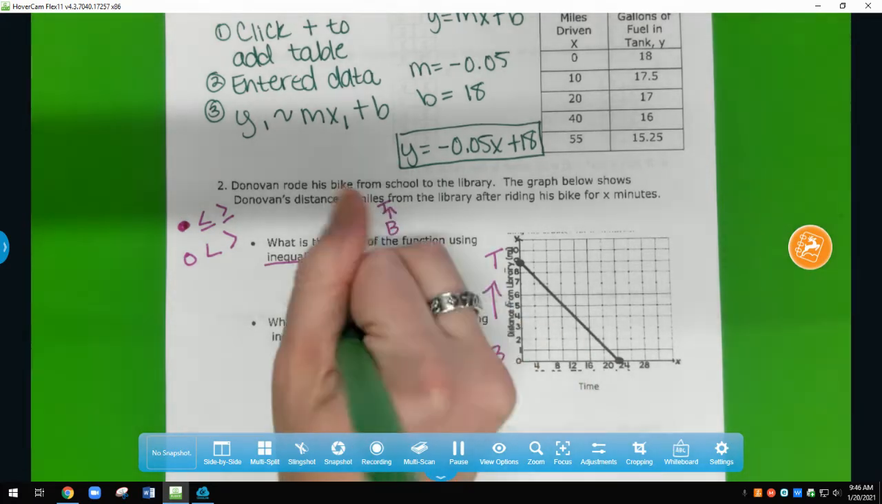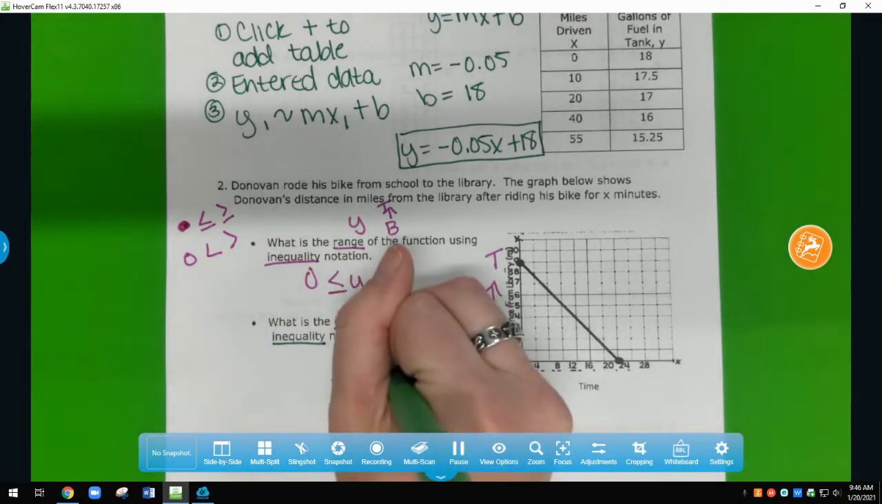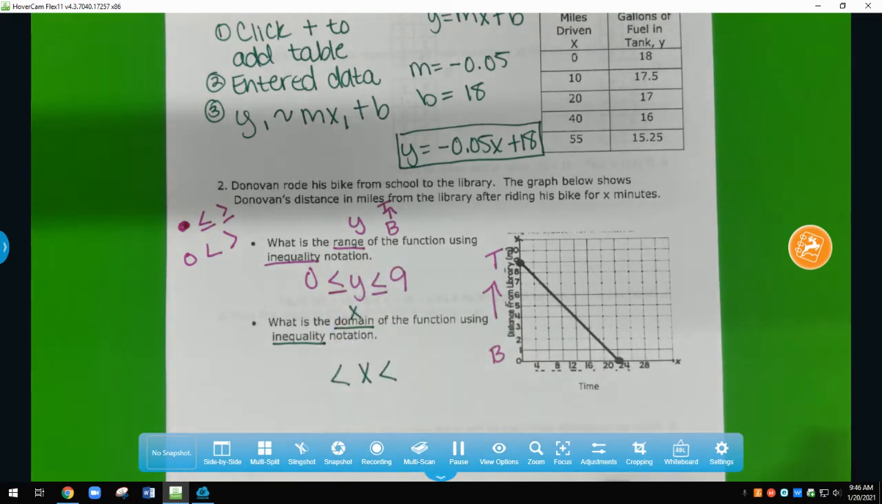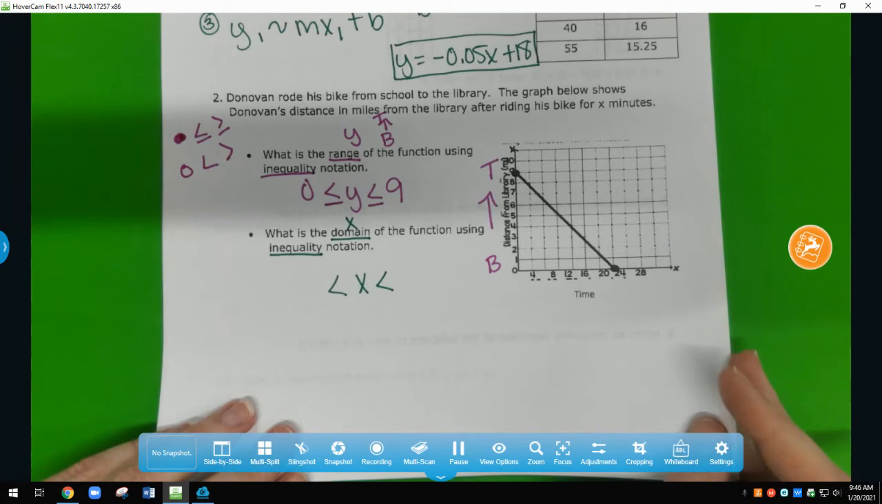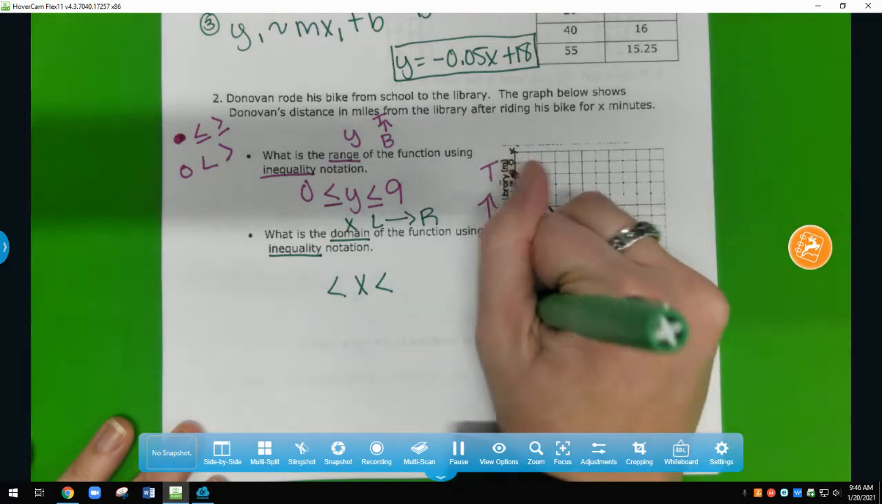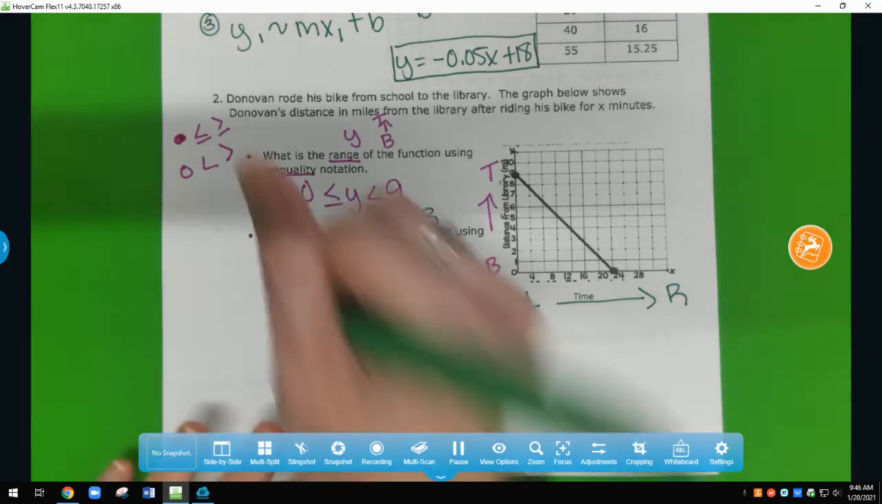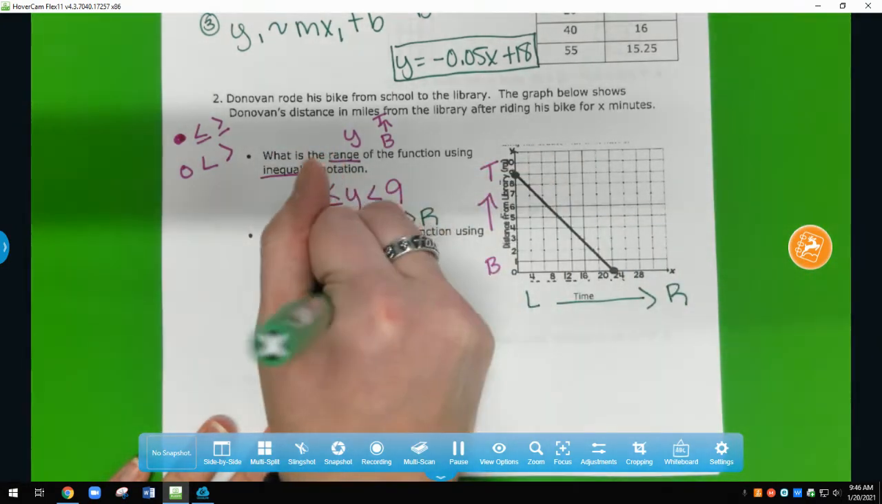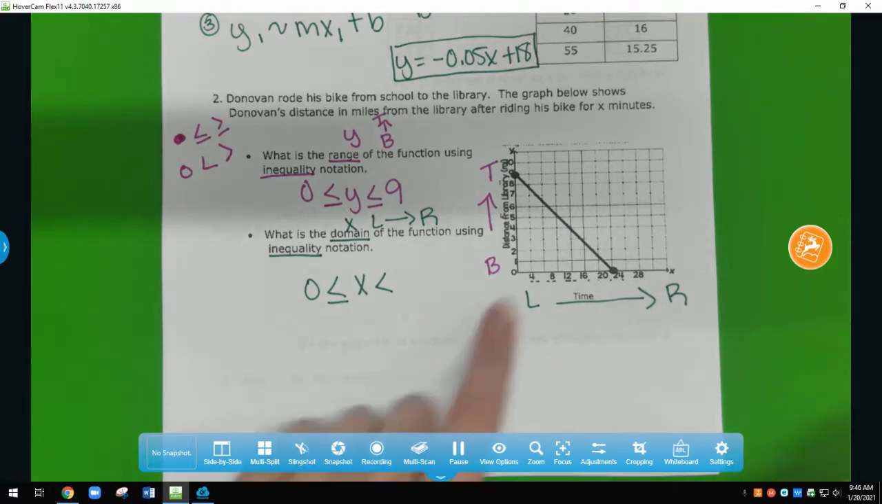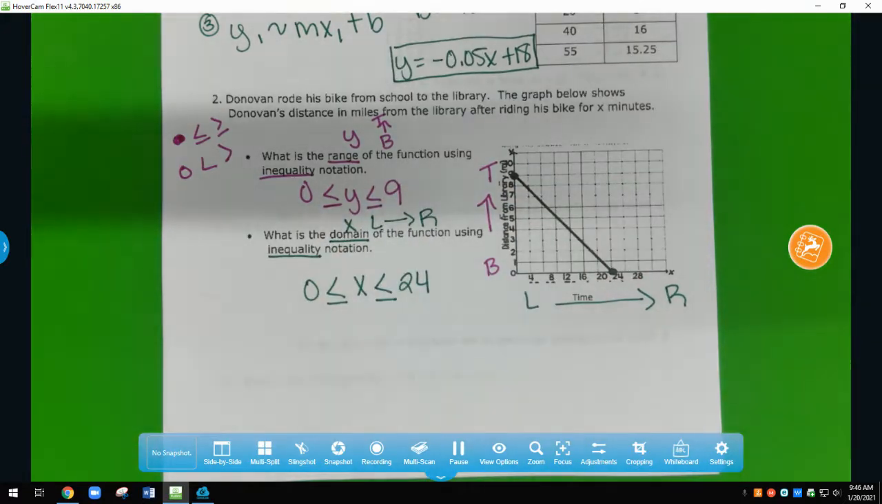Okay, the second bullet, what is the domain? So that's my x values of the function using inequality notation. So I'm going to go ahead and set up my x's because there's no arrows, so I know I need 2 inequalities. Okay, and remember, domain goes left to right. So I'm going to start at the left, go to the right. So at the left, this x value is 0. It's a shaded circle, so I'm going to put my line underneath. I'm going to come all the way to the right. That x value is 24. It's also shaded, so my line goes underneath.